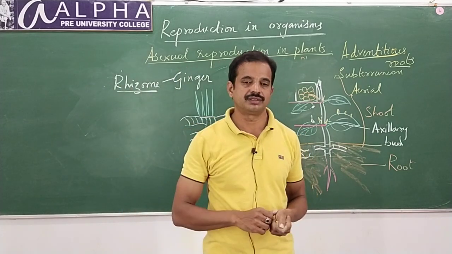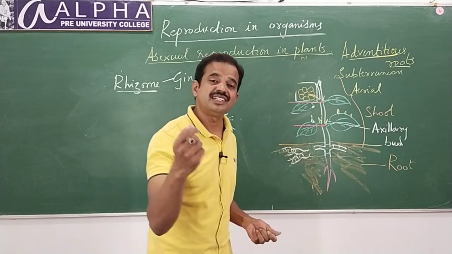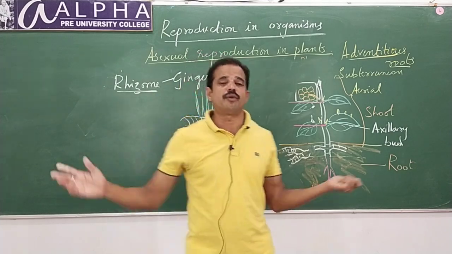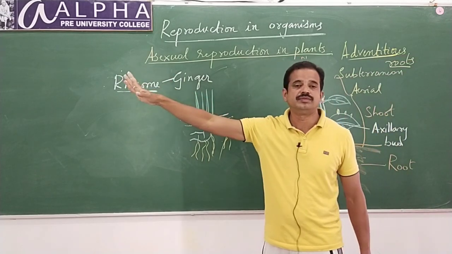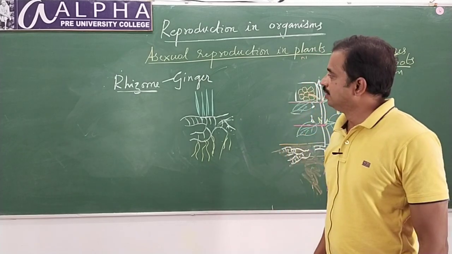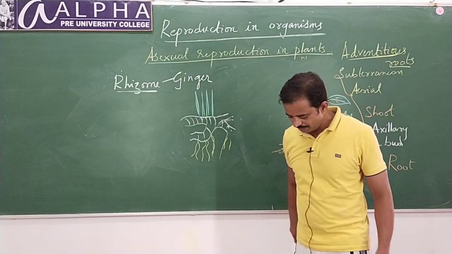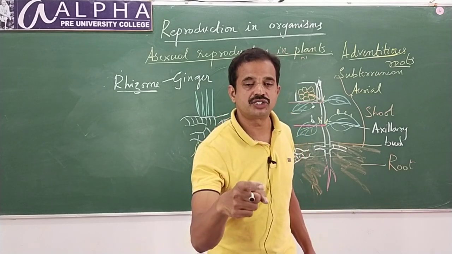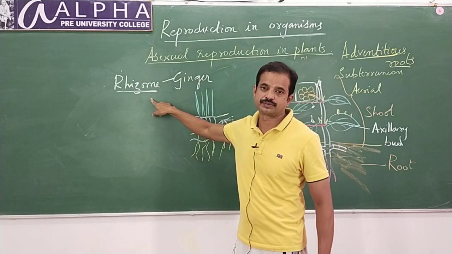The propagation, the reproduction without the involvement of the flower, is taking place with the help of the vegetative part of the plant body, and that vegetative structure, a modified structure which is helping in reproduction, we call as a rhizome. In your examination, name the vegetative propagule with the help of which ginger reproduces. What is your answer? Rhizome.